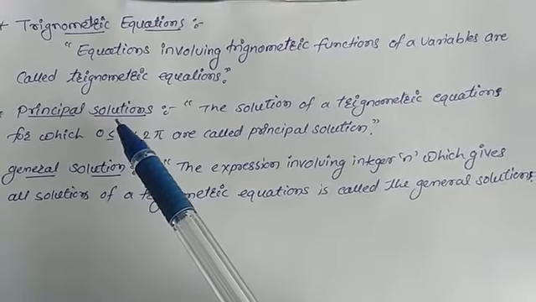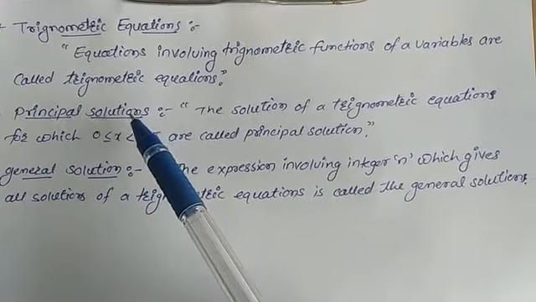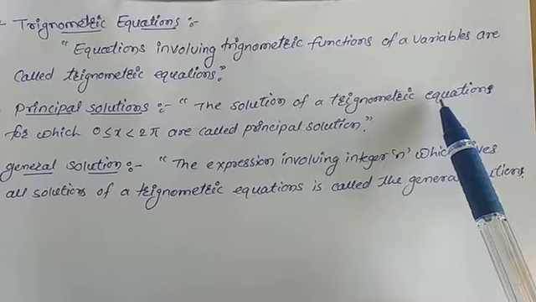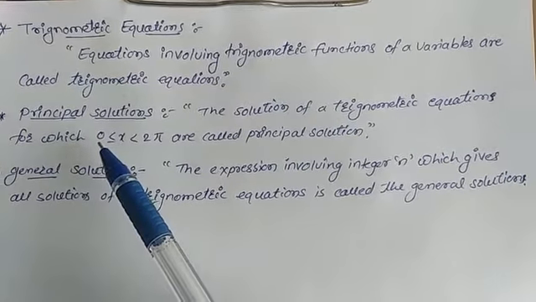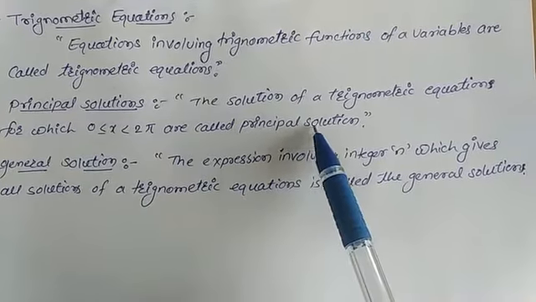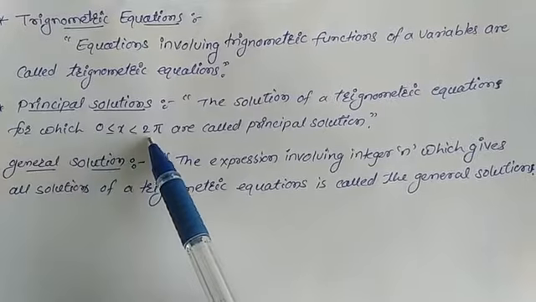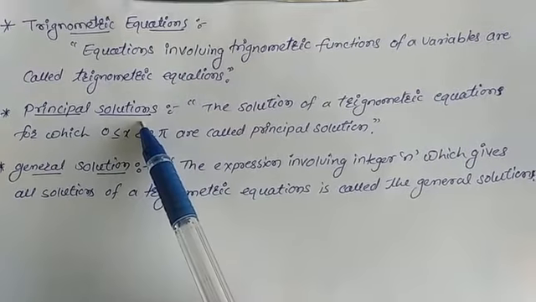There will be two parts of solution: principal solution and general solution. In principal solution, the solutions of a trigonometric equation for which 0 ≤ x ≤ 2π are called the principal solutions. That means the solutions in the interval 0 to 2π are called principal solutions.